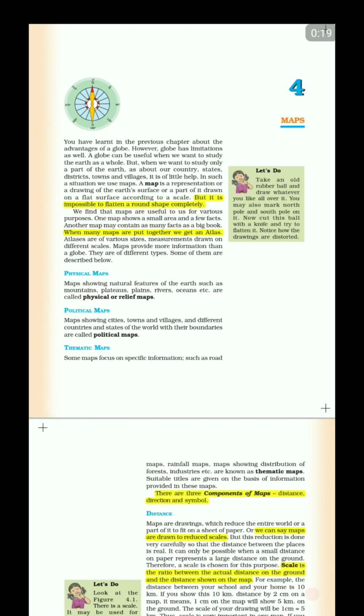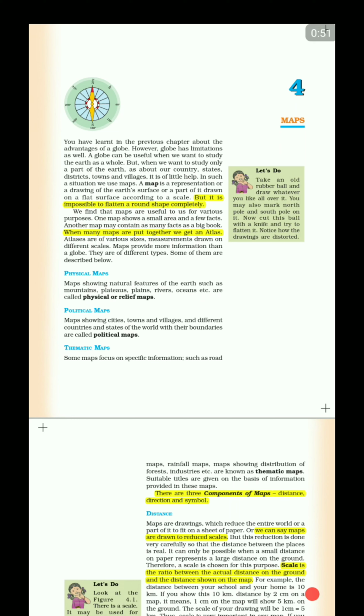The problem with the globe is that, when we want to study a globe as a whole, then it's beneficial, right? Moreover, it's not always possible to flatten a globe completely, because a globe is a globe. There will be problems when you try to flatten it.